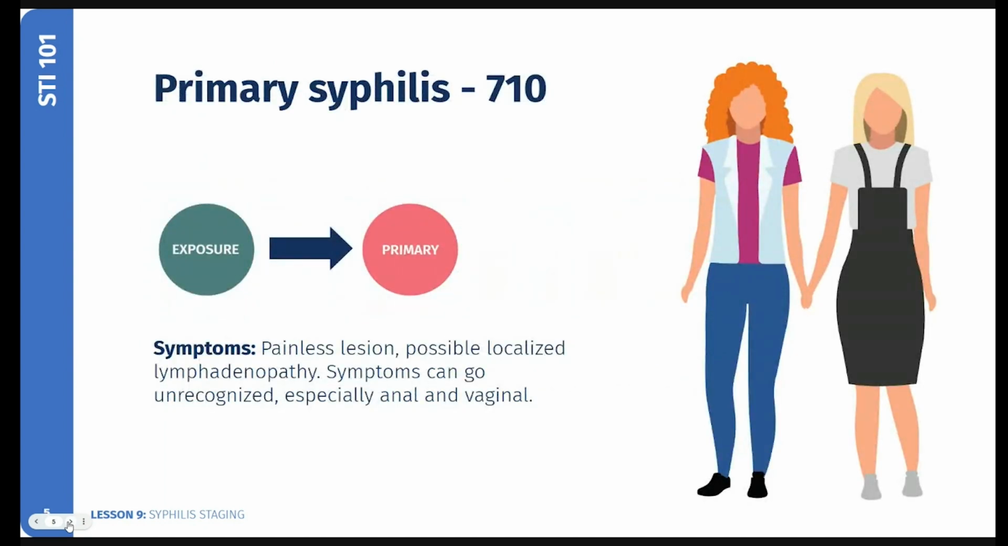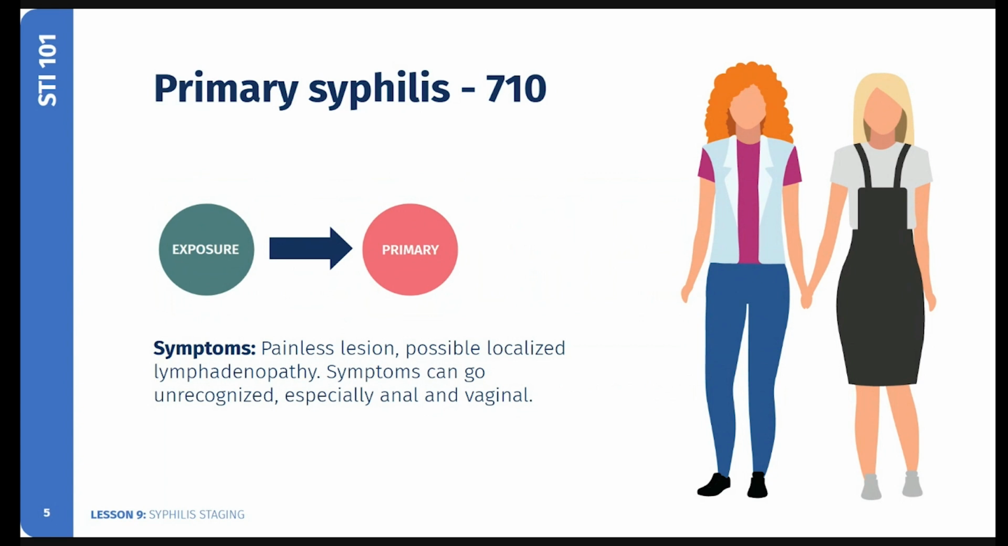The primary stage is characterized by the appearance of a painless lesion. This lesion is required to be present at the time of testing to consider stage as primary for surveillance purposes. There may also be localized swelling of lymph nodes.